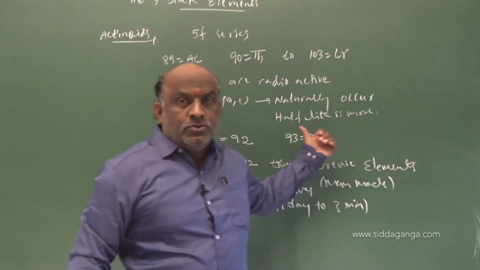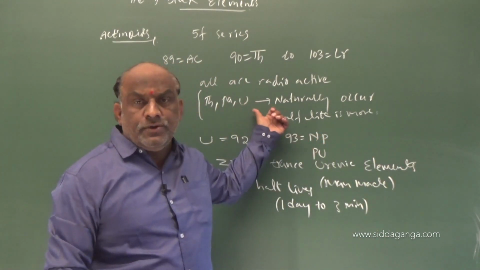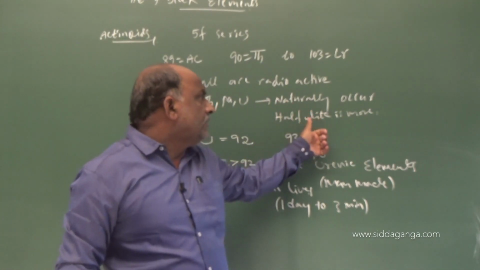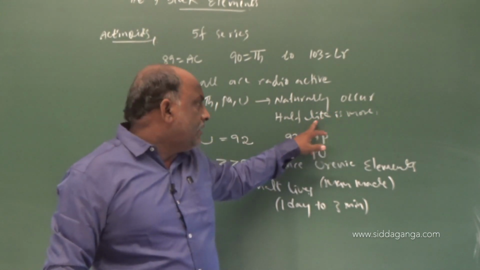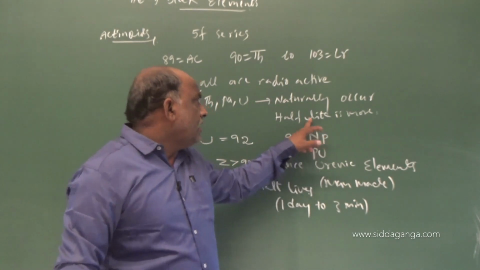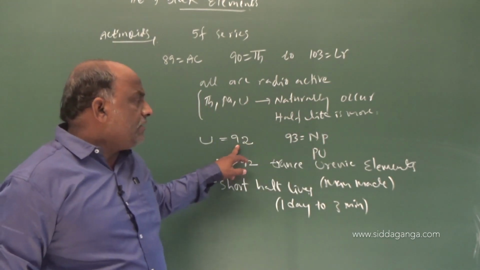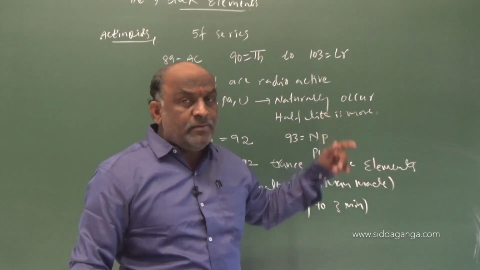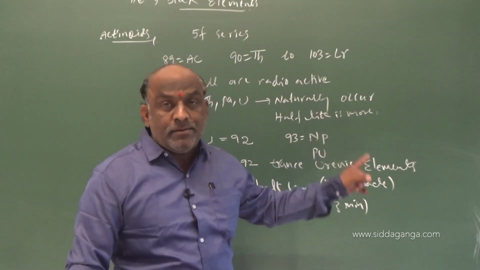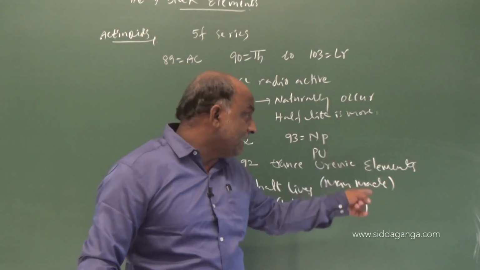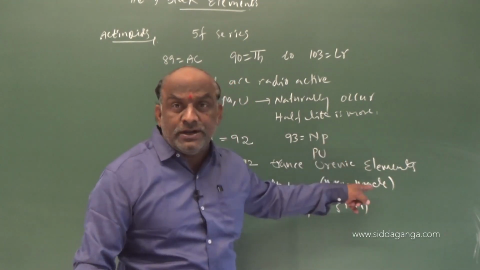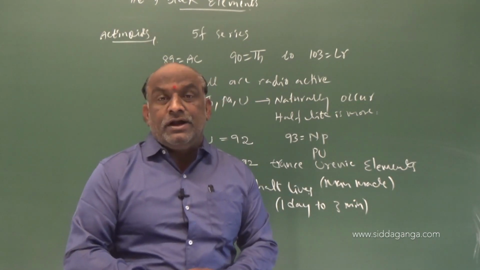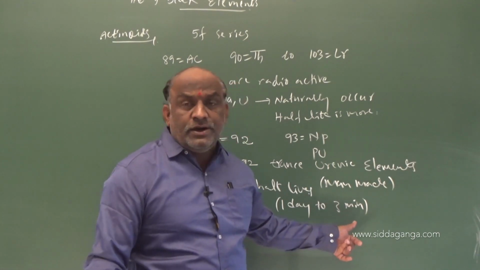So thorium, protoactinium, uranium are naturally occurring radioactive elements, and their half-life is more. After uranium, the elements neptunium, plutonium, americium, curium, californium are man-made elements. Those are also called synthetic elements or transuranic elements, and the half-life will be very, very less, that is 1 day to 3 minutes only.